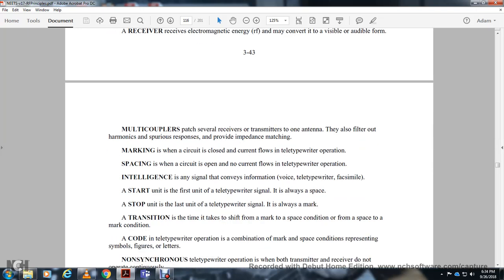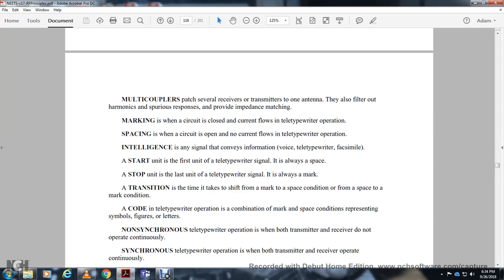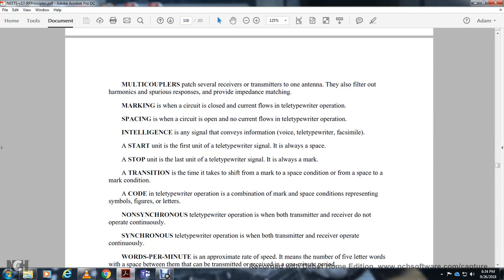So the signal shifts from the mark to the space condition, and from the space to the mark condition. In the teletype code, a combination of mark and space can represent symbols, figures, and letters. Non-synchronous teletypewriter operation: both the transmitter and receiver do not operate continuously. Synchronous teletypewriter operation: both the transmitter and receiver operate continuously.